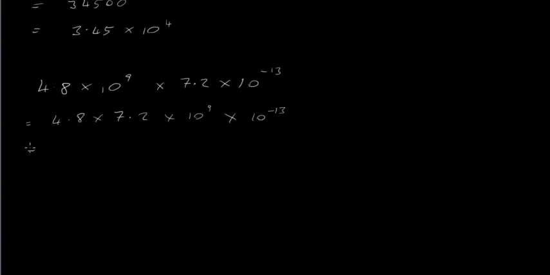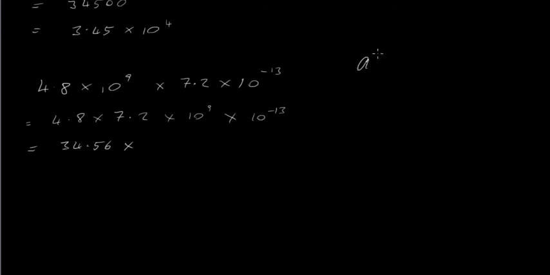Now, if I multiply these two here on their own, I get 4.8 multiplied by 7.2, and that will give me 34.56. Now, I can multiply these two as well by simply using the laws of indices. Remember, if you have 10 to the power of something times 10 to the power of something, you add the two powers. We did this before in a previous video anyway.